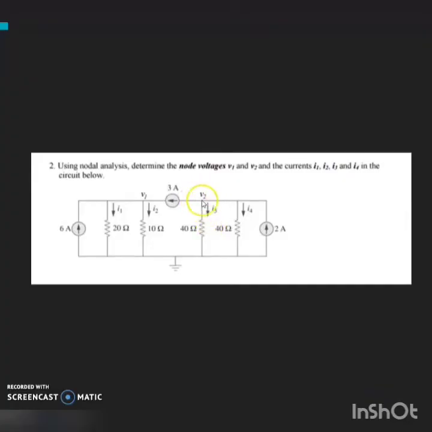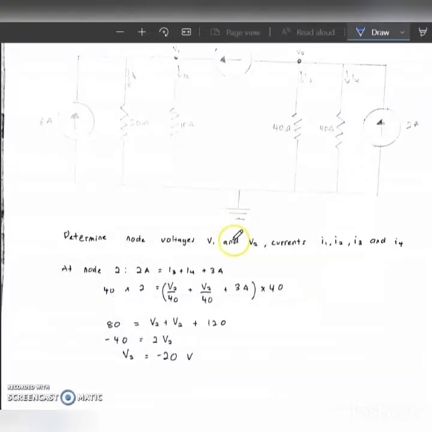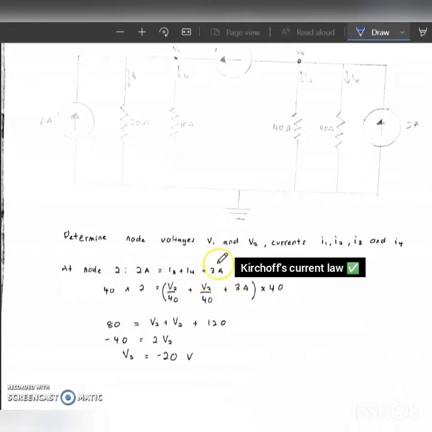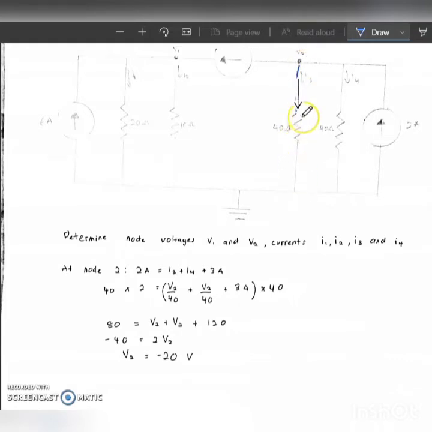To obtain V2, we are going to do a nodal analysis at this point. There are currently 4 currents going in and out, and we are going to obtain this equation, which is current going in equal to current going out. For current going out, I3 is equal to V2 over 40, because I3 flows through this resistor, which is also the same equation as I4 flowing through the 40 ohm resistor. So we are going to obtain V2 over 40 plus V2 over 40 plus VA, and by solving this equation, we get V2 equal to negative 20 volts.